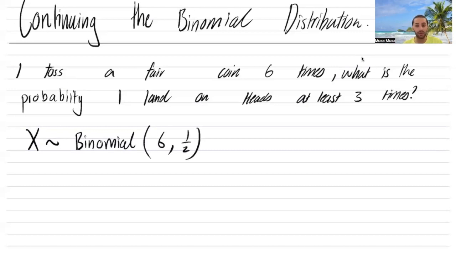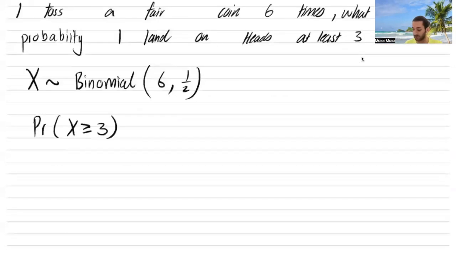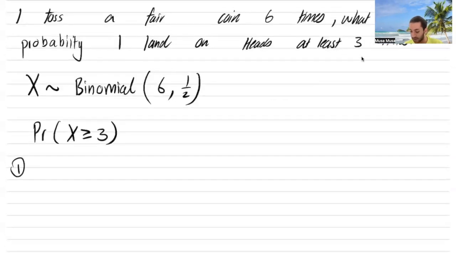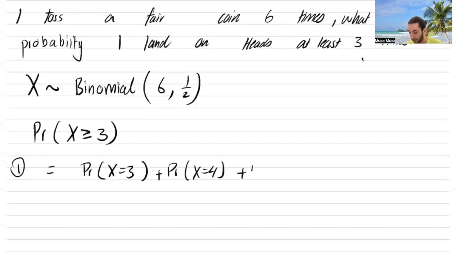Nice. Right now, what's it saying? I want to find the probability that x, which represents the number of heads I land on, is at least 3, which is greater than or equal to 3. Okay. So this is quite easy, nothing new for this. We just have to give our cases. Now, there's 2 ways you can do this question. The first is you can say that it equals probability that x equals 3 plus probability that x equals 4 plus probability that x equals 5 plus probability that x equals 6.